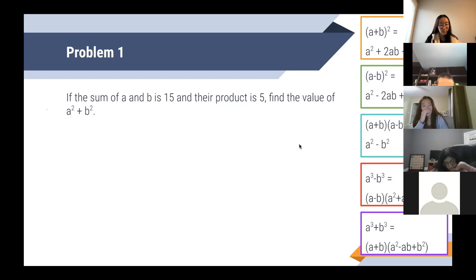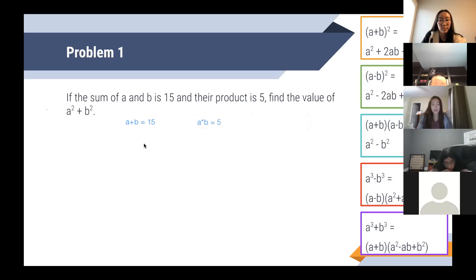Okay, so this first one. If the sum of A and B is 15 and their product is 5, find the value of A squared plus B squared. So before we do anything related to all the rules you see on the right, I'm just gonna write this question and turn the words into math. So the sum of A and B is 15. Well, that just means that A plus B equals 15. And then the product is 5. A times B is 5.